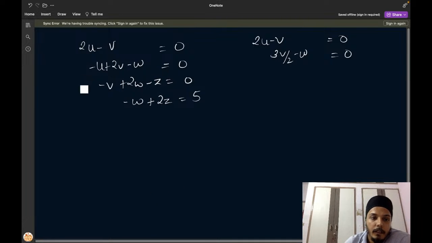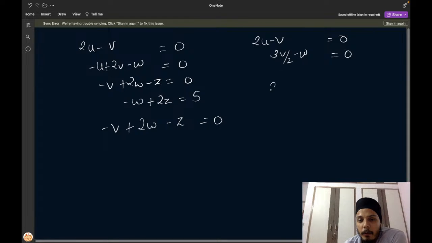Now we will eliminate v from our third equation using this equation. Our equation is minus v plus 2w minus z equals to 0. So this is 3v by 2 minus w equals to 0. So the operation that we will do is we will multiply this by 2 by 3. So this will become v minus 2 by 3w equals to 0. So now we will add this to this equation.